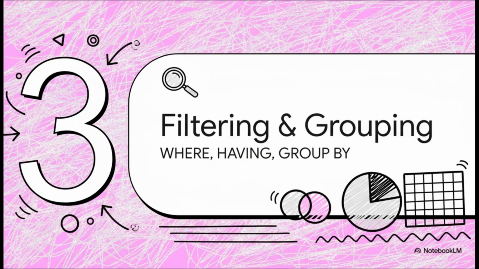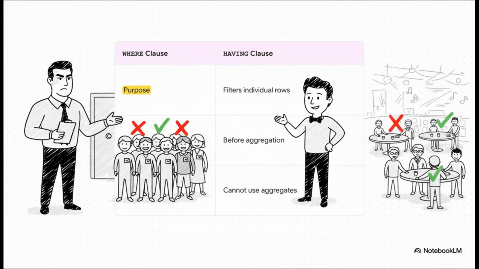Okay, tool number 3 is all about getting precise. A good developer knows there's a big difference in how and when SQL filters and groups data. So let's start with 2 of the most important clauses for filtering, where and having. I love this analogy. Think of the where clause as the bouncer at the door of a club. He checks every single person's ID before they're allowed inside. It filters individual rows one by one.